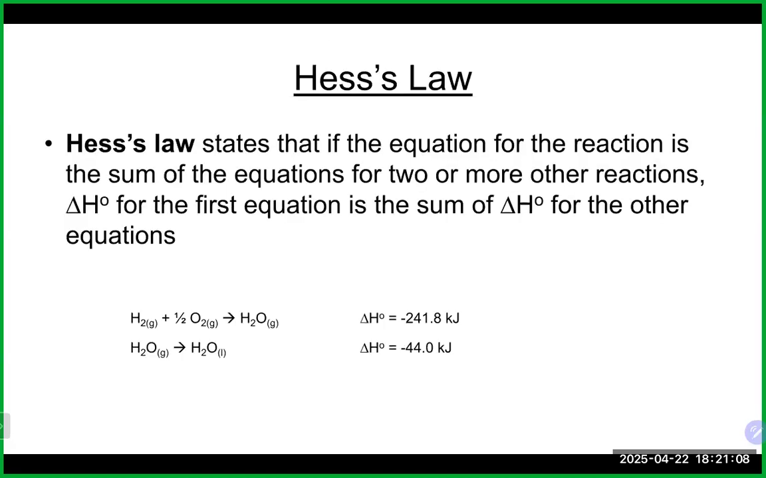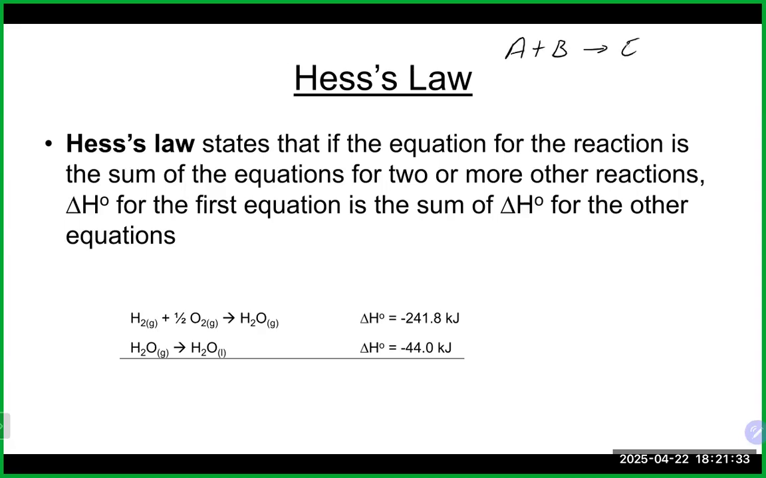The next thing we're going to talk about is what is known as Hess's Law. Hess's Law is basically the idea of state functions. It's the idea that it doesn't really matter the pathway you get there; it matters where you end up. And as you may be familiar with, not all reactions occur in a one-step fashion.